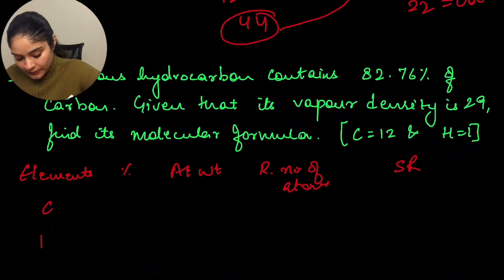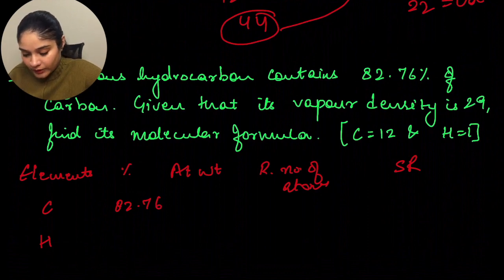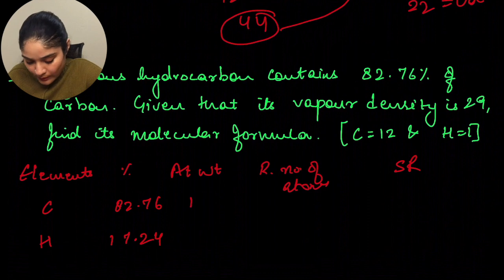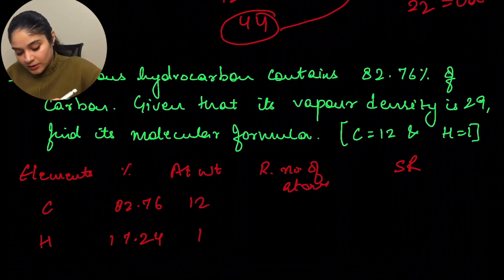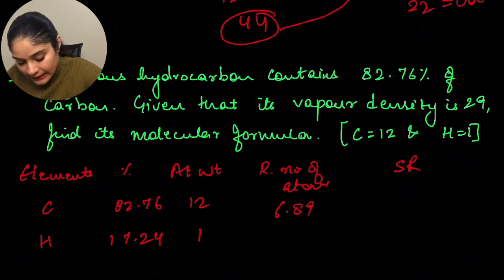So you have carbon and hydrogen. Carbon they have given as 82.76. What is left out is 100 minus 82.76, which is 17.24. Then atomic weight is 12 and 1. For the relative number of atoms, you divide them. So 82.76 divided by 12 gives 6.89, and then this is 17.24.